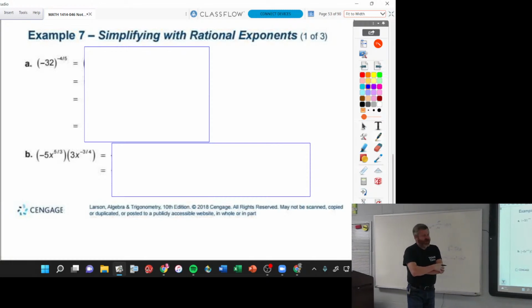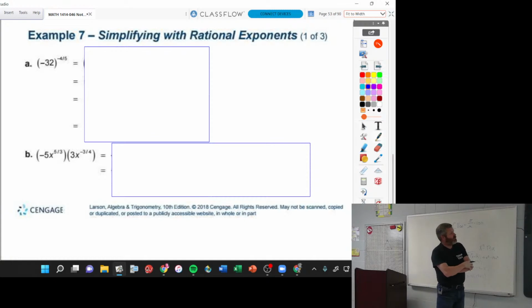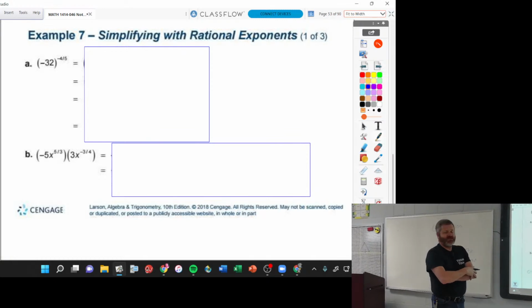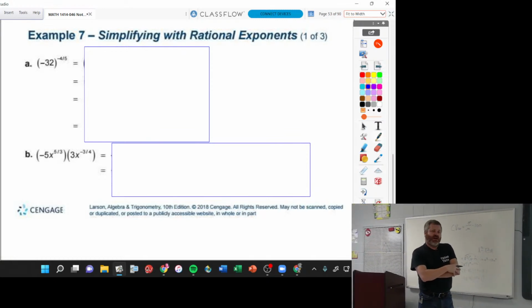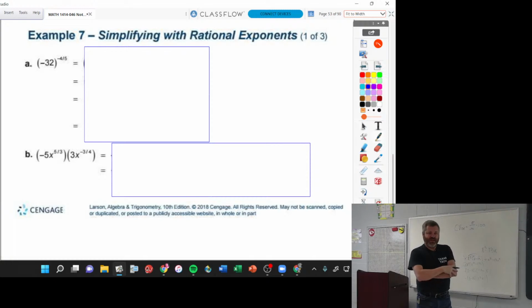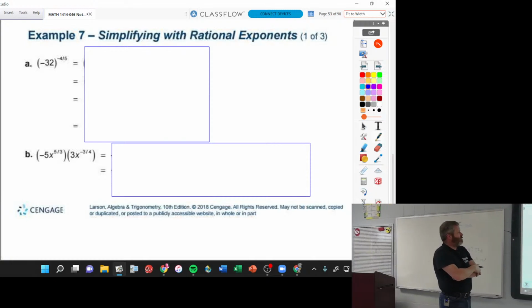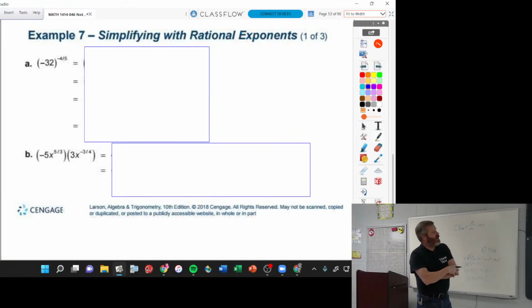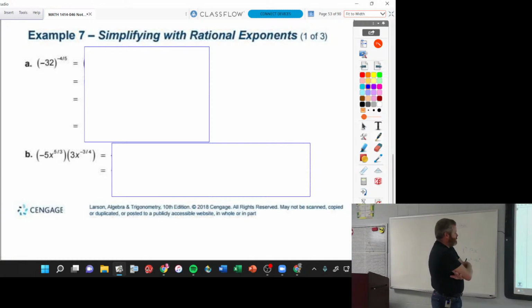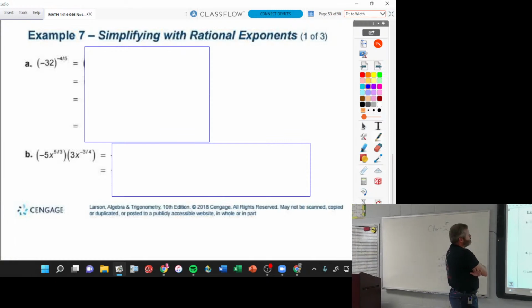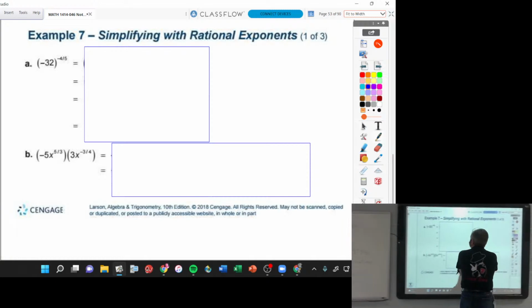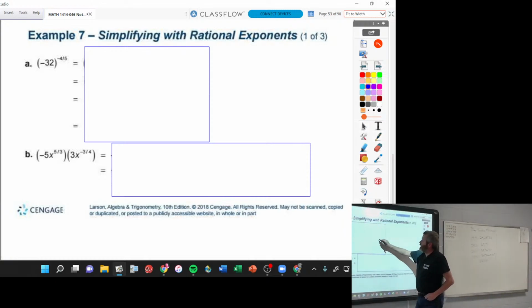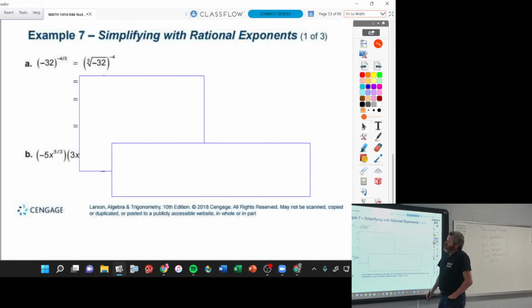Okay, so part A, I have a negative 32 raised to the negative 4/5 power. The bottom number is the index. The bottom number is 5. Because 5 is odd and that 32 is negative, I can still work. If that had been negative 32 to the negative 3/4 power, I'd have a problem with that negative 32. But because my index is going to be 5, we're good to go.